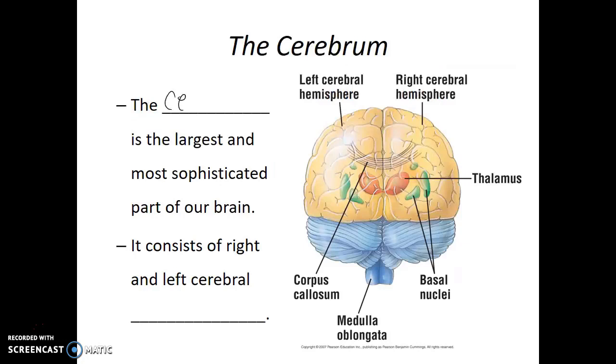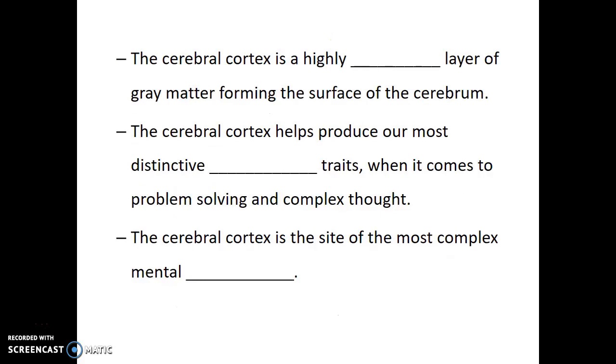The cerebrum is the largest and most sophisticated part of our brain. It consists of right and left cerebral hemispheres. When we look at the cerebrum, the outer, wrinkly portion of the cerebral hemispheres is known as the cerebral cortex. It is a highly folded layer of gray matter forming the surface of the cerebrum.